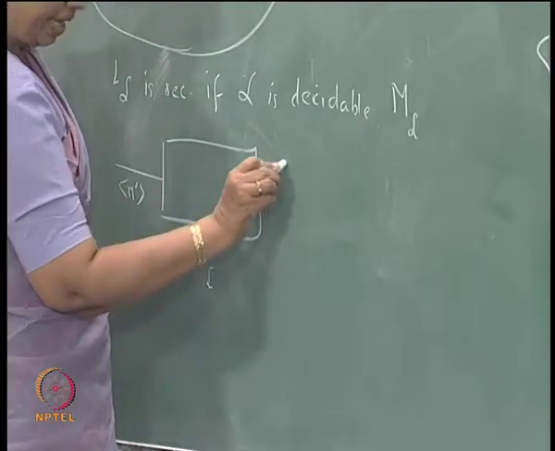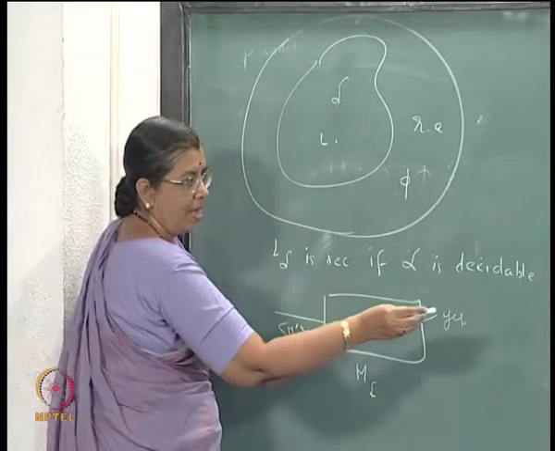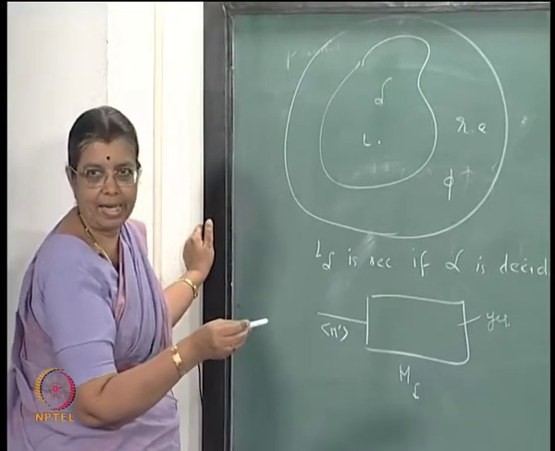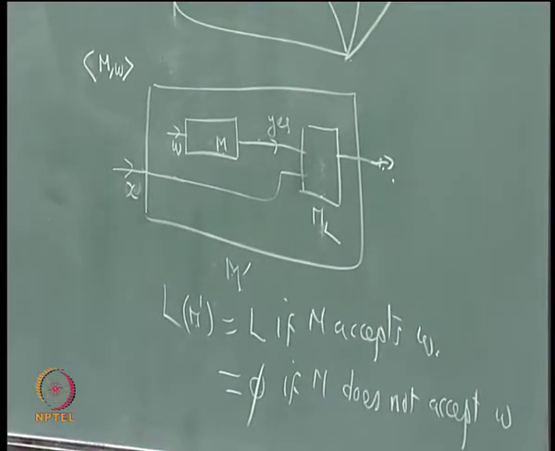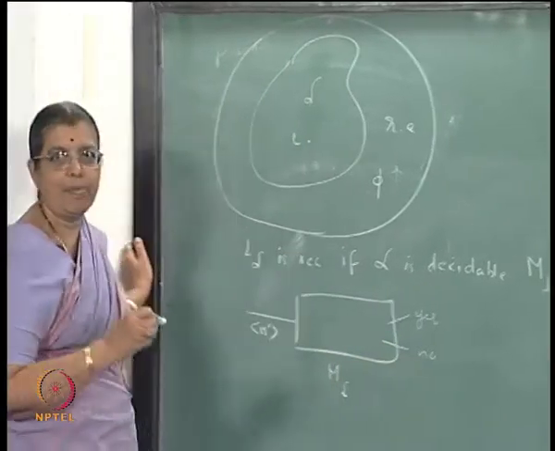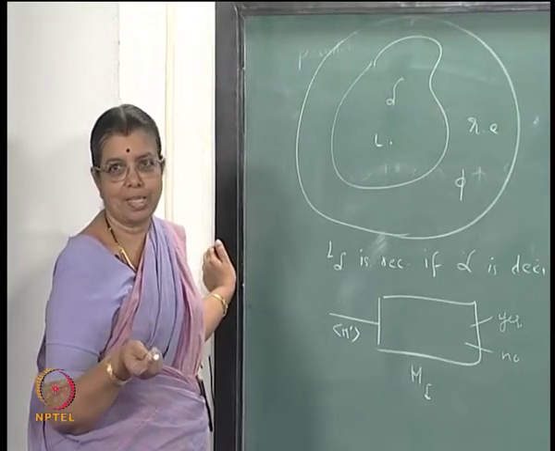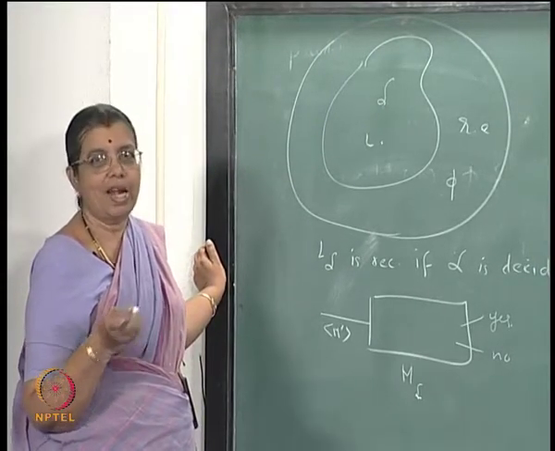If it says yes, what does that mean? If it says yes, it means L_M' is L, right. When is L_M' is L? If M accepts W. So, M accepts W. If it says no, then M does not accept W. So, you are able to say whether M accepts W or M does not accept W. That is, LU is recursive, but LU is not recursive.